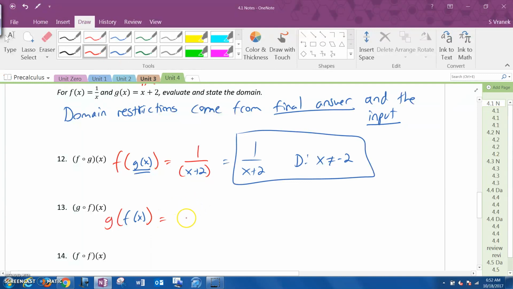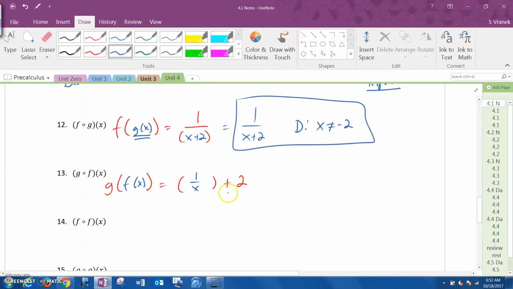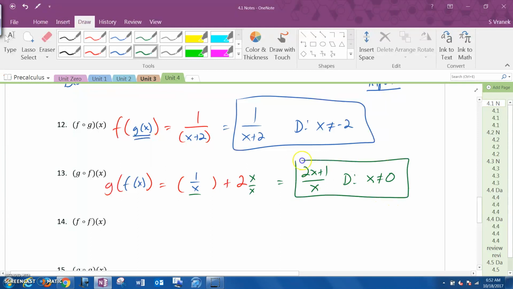Let's flip it around and do g of f. So g is x plus 2, so instead I'm going to do that plus 2. We're going to put a 1 over x in. Now, if I want it as 2 separate pieces, you can leave it like that. Or you can combine it by using a common denominator. And if you do that, you get a 2x and a 1 on top all over x. Regardless, the domain, if you look, the final answer you can't be 0. The input you also can't be 0, so that's good. We're good there.